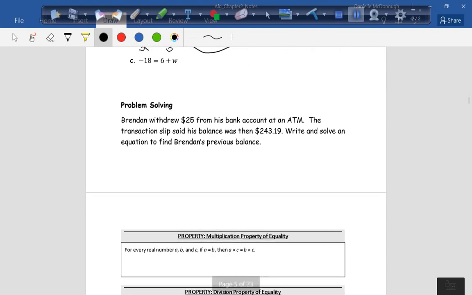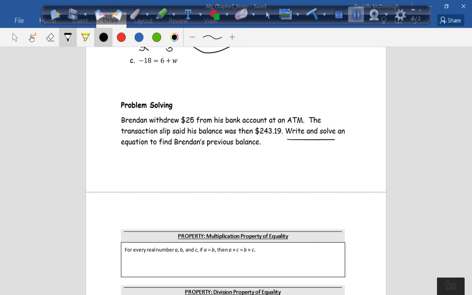As I go through, here's a problem solving, and it says here, Brendan withdrew $25 from his bank account at an ATM. The transaction slip said his balance was then $243.19. Write and solve an equation to find Brendan's previous balance. Now you could solve this pretty quickly without having to write an equation, but since it specifically tells us that we need to write an equation, that's what we need to do.